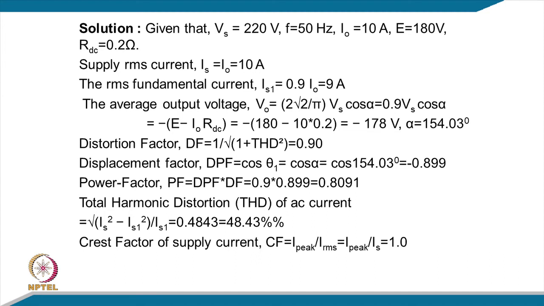The distortion factor will be 1 upon root of 1 plus THD square. Keeping THD as 0.4843, it comes to 0.9. The displacement factor cos theta1 is cos alpha; putting in the value, it comes to minus 0.899. The power factor is the displacement factor times the distortion factor, so it comes to 0.8091. The total harmonic distortion, because it is a square wave, comes to 48.43%. The crest factor is peak upon RMS, that is 1. In this case also the crest factor is 1, which is less than the sine wave's root 2, that is 1.41.